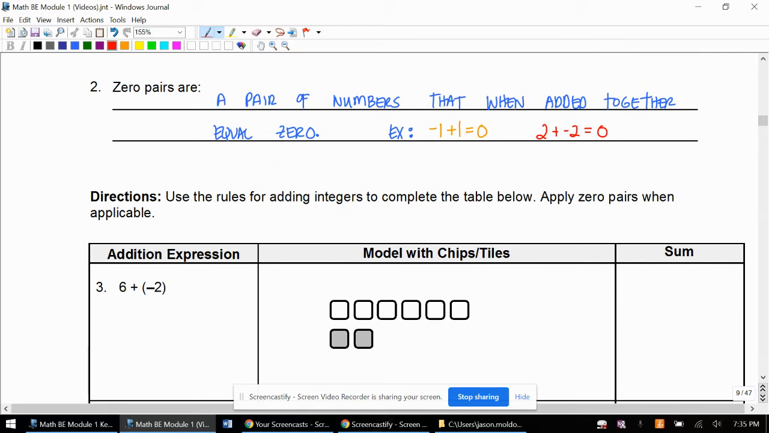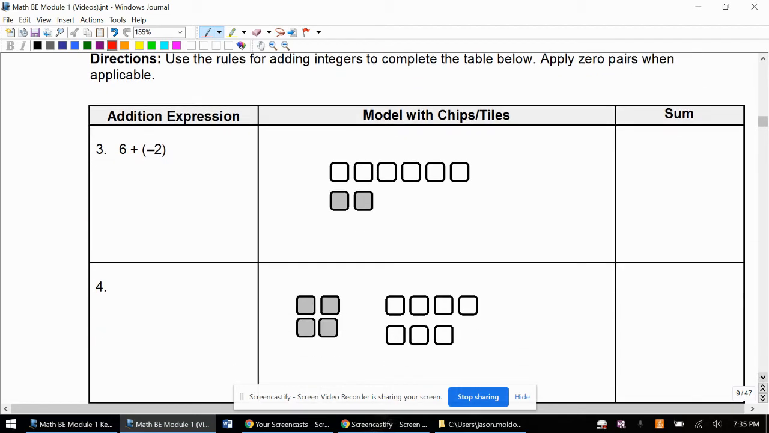Next, it says use the rules for adding integers to complete the table below. Apply zero pairs when applicable. So we're going to use this table as a way to also remember the rule for adding integers. So 6 plus -2 has been tiled for us. We have 6 positive, which are not shaded, and we have -2, which is 2 shaded. What we're going to do is cancel the zero pairs, and we're left with 4.